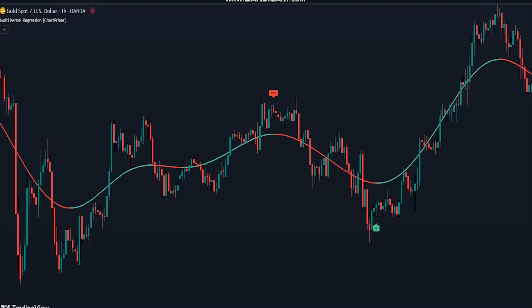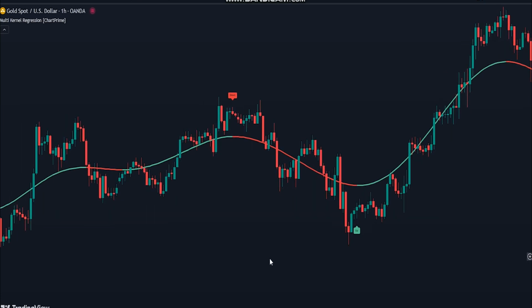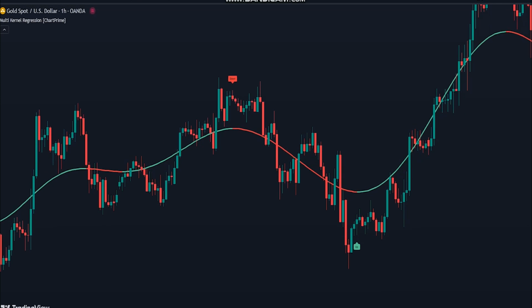Entry method. The multi-indicator, using its labels, shows us the exact entry point. For example, the first signal it issued was a down signal. Upon seeing this signal, we prepare for a sell position, but we must ensure that the moving average color matches our signal. In this case, where a sell signal was issued, the moving average must also turn red.